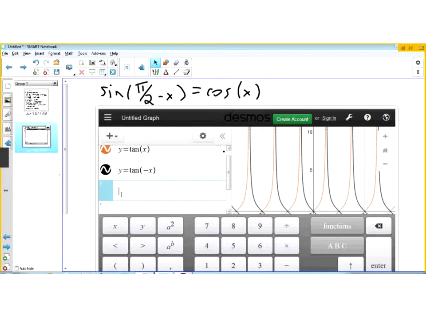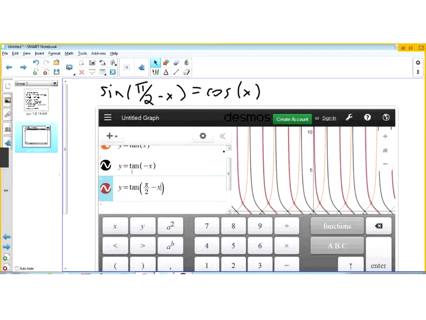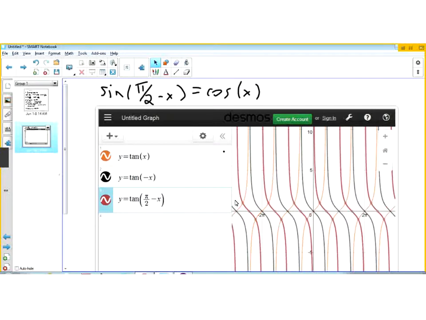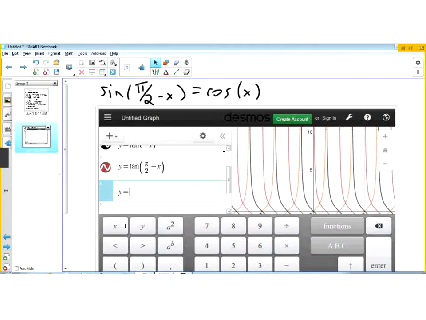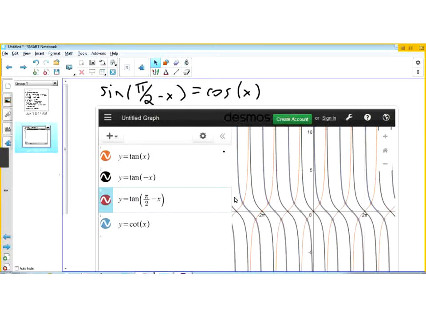Now let's graph y is equal to tangent of pi halves minus x. That's shown in red. You can see we just take the black curve and shift it to the left pi halves radians. Let's compare the tangent of pi halves minus x with, say, the cotangent of x. So y is equal to cotangent x, shown in blue. And you can see that the blue and the red curves line up.